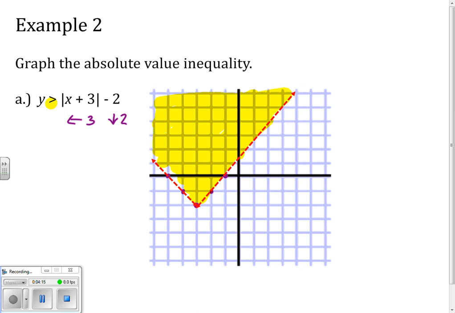Make sure that when you shade, you can very clearly see the boundary line so you know whether it's dashed or solid. That's very important.